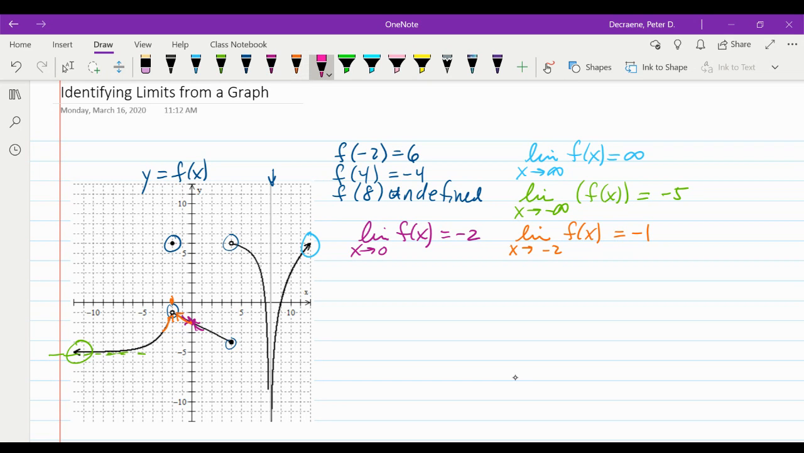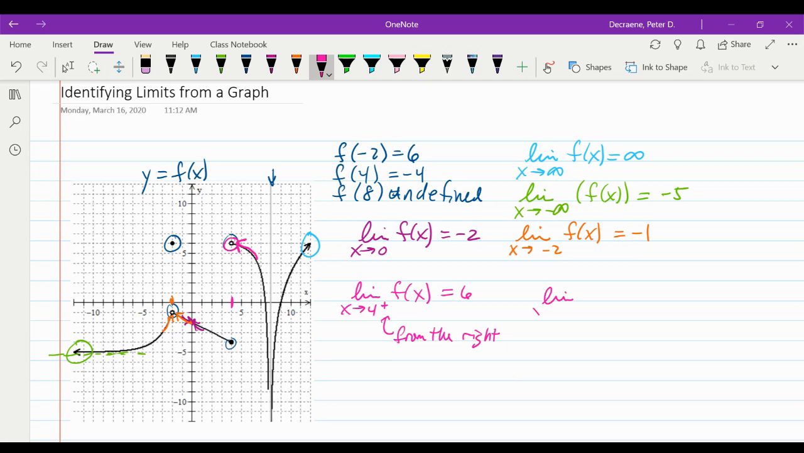Now, if we want to talk about the limit at 4, we've got a little bit more work to do. We can talk about the limit as x goes to 4 from the right. That little plus sign up there on the 4 means from the right on f of x. And if we come from the right, we're getting closer and closer to the y value of that open circle, which is 6.